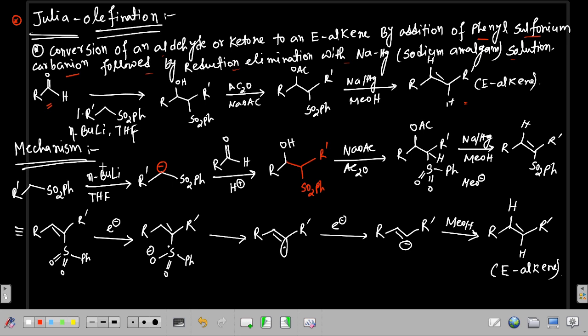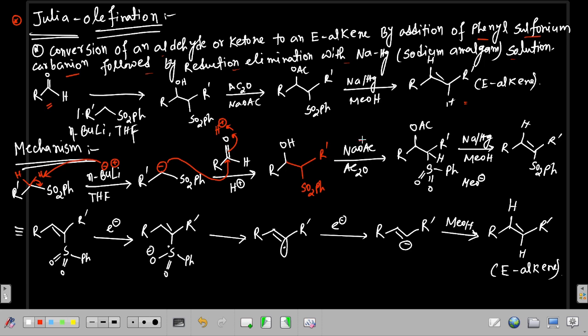First, this n-butyllithium will act as a base. It will abstract the proton of the alkyl phenyl sulfone and form a carbanion. This carbanion will attack the ketone or aldehyde and form a tetrahedral intermediate, which will take H plus, so it will form this tetrahedral intermediate, the hydroxy sulfone.